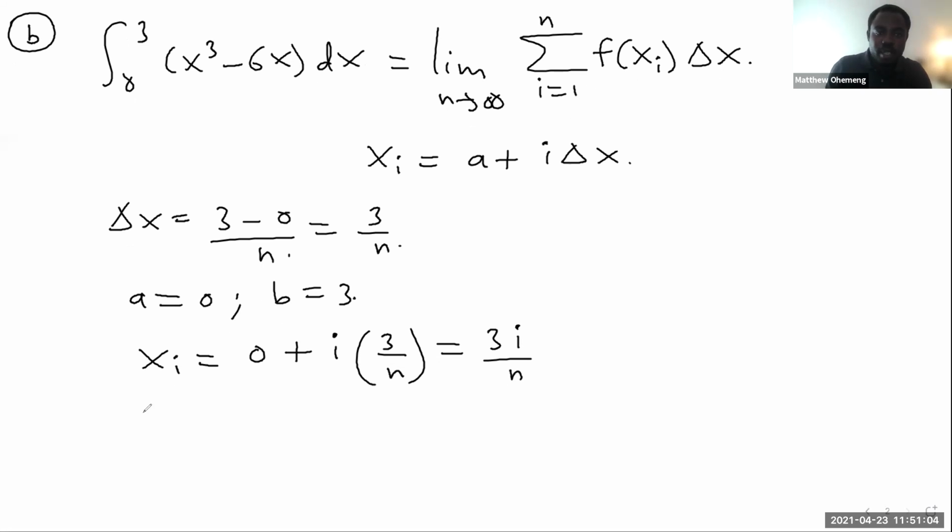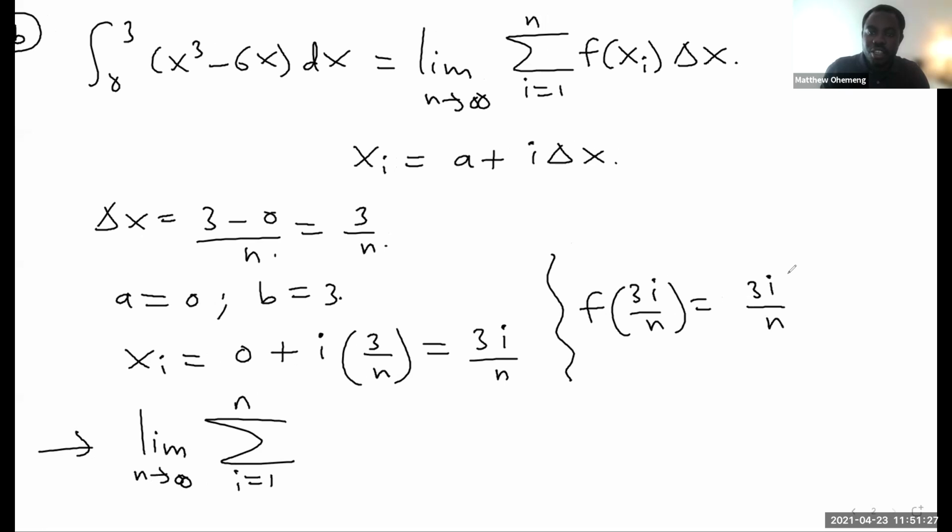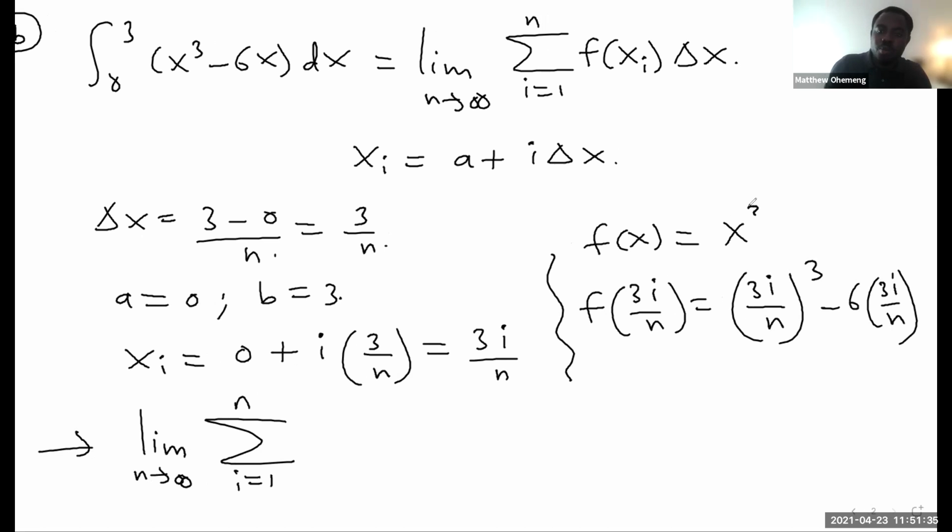Now, the limit of sums will become the limit as n approaches infinity of the sum from i equals 1 to n. What is f of s sub i? If s sub i is 3i over n, then f of s sub i is just f of 3i over n, which is equal to what? That's going to be (3i over n) cubed minus 6 times 3i over n, because we know that f of x is x cubed minus 6x. So just plug the 3i over n in there in place of x and you get this.